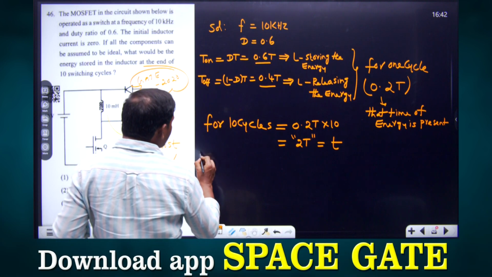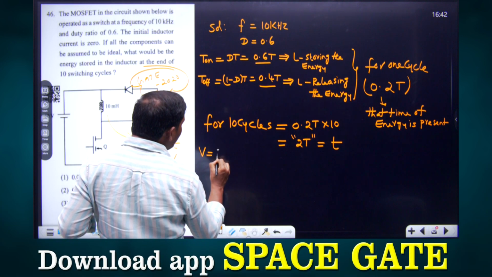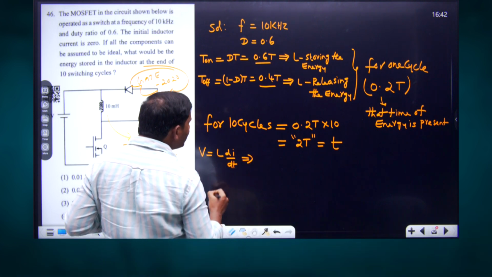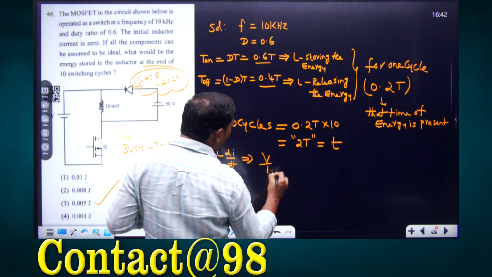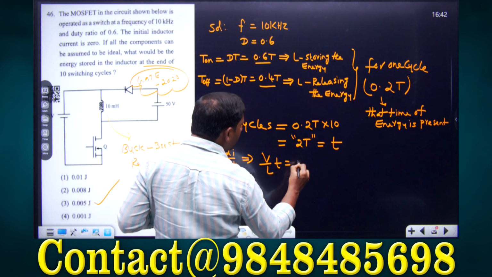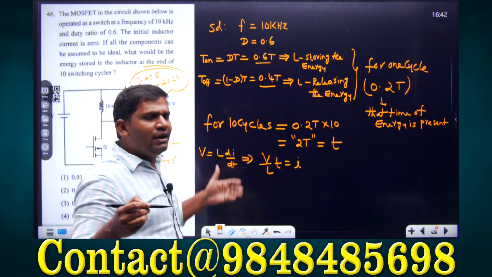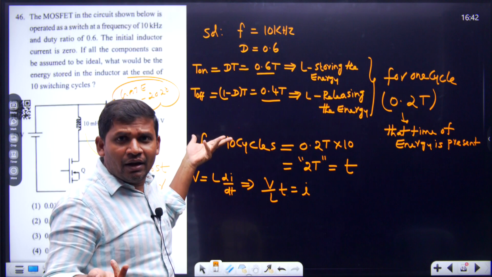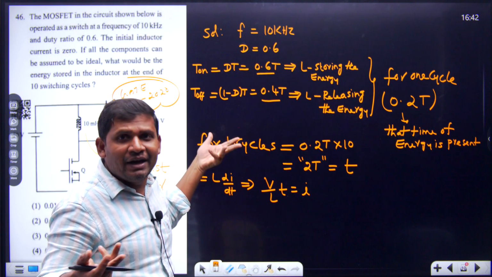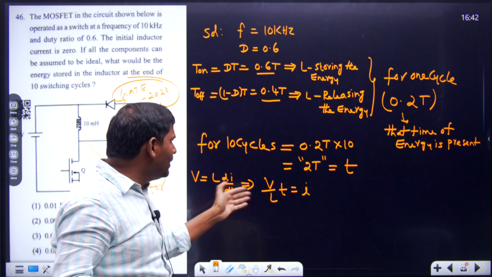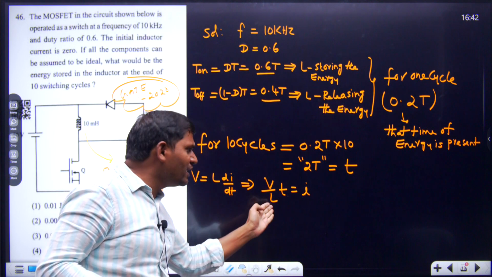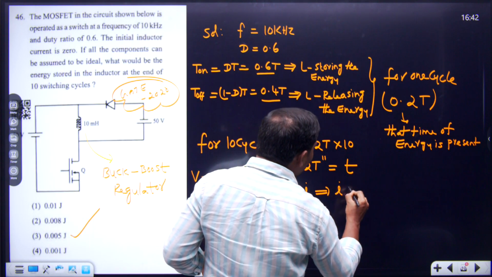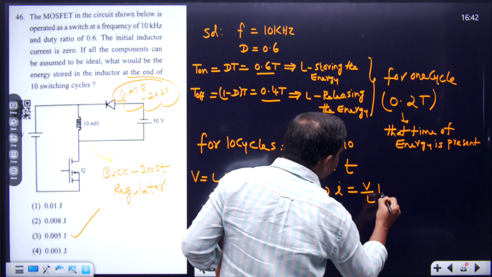It's very simple. Simply you can calculate V equal to L into di by dt. But simply I am writing like this, V by L into T equal to I. Let us assume that initially there is no current in the inductor, means initial conditions are 0. Then you can integrate and finally you can get this relation only. I am not doing that one. Then I am calculating I, students. I equal to V by L into T.